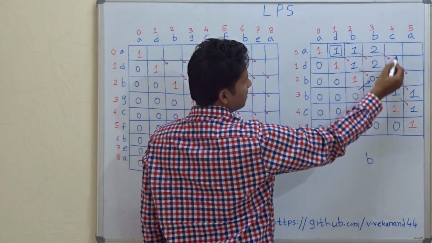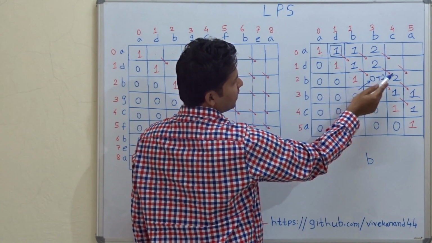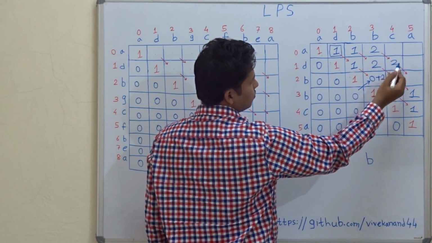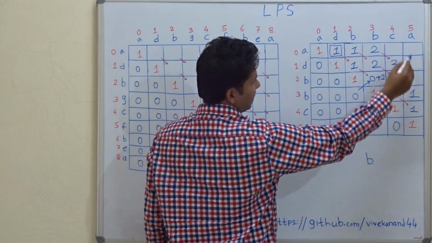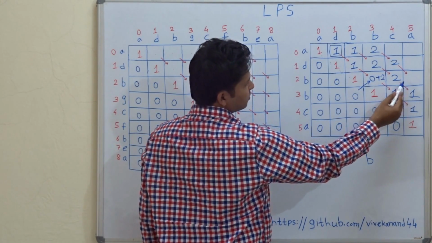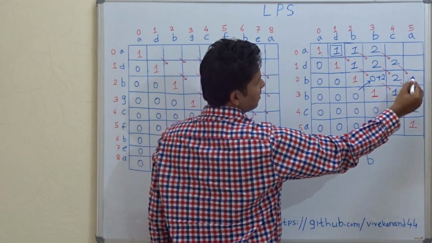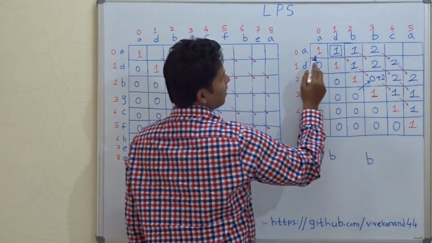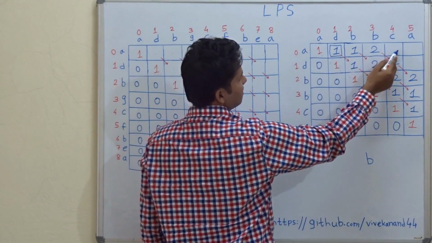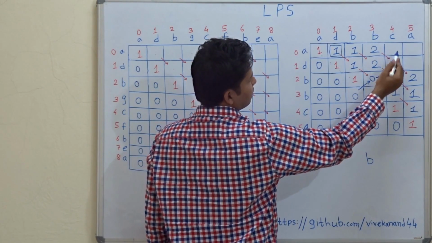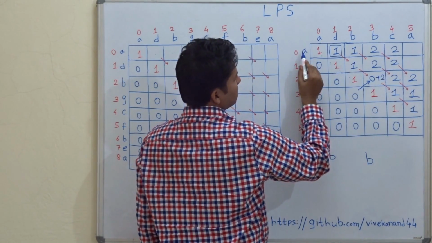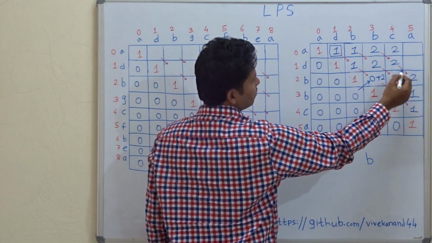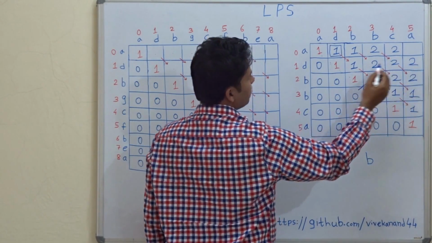Then D, C, they don't match, so max of 2 and 2 is 2. B, A, so they don't match, so max of 2 and 1 is 2. Now A, C, they don't match, max of 2 and 2 is 2. Then D, A, they don't match, max of 2 and 2 is 2.